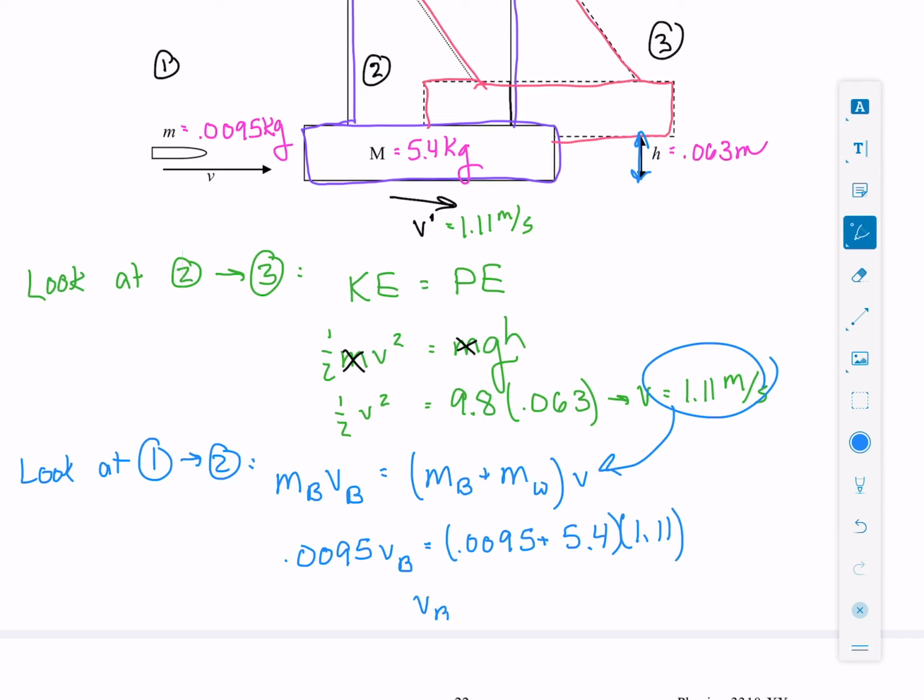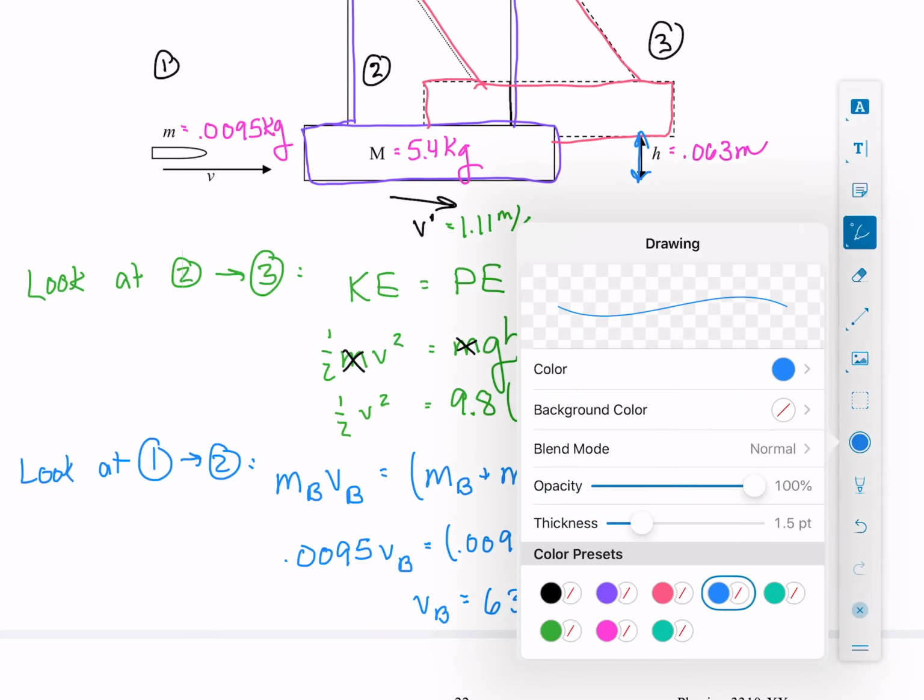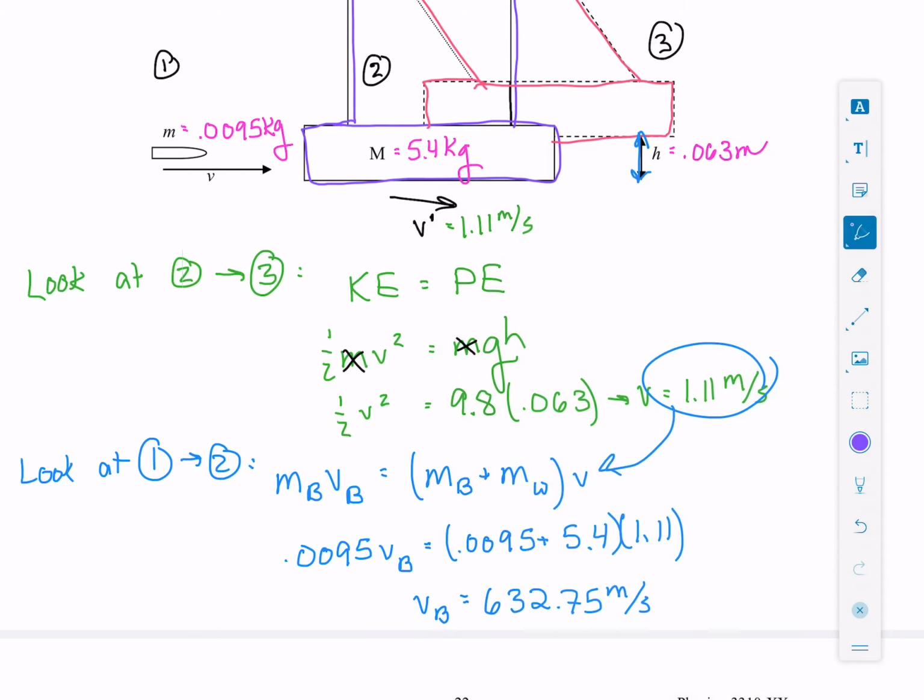When you do that, we can find out that the speed is 632.75 meters per second. So knowing that it rises 6.3 centimeters, that means that the initial speed must be 632.75 meters per second. Yay!